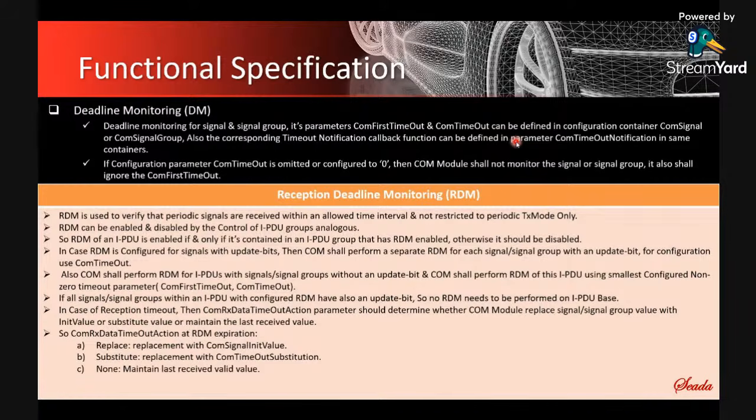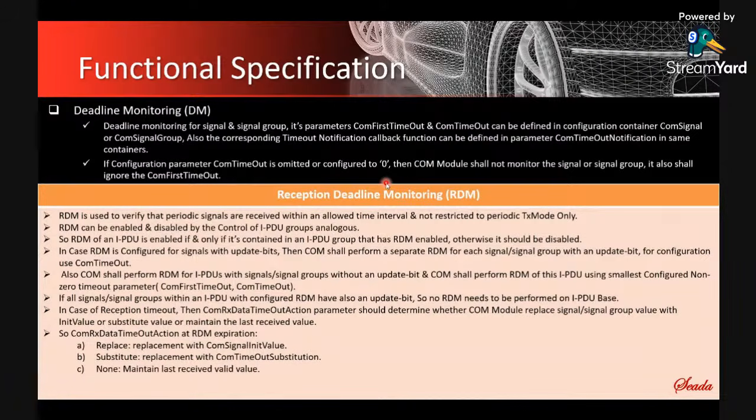Okay, great. But what are the parameters used to configure this timer? We have something called COM first timeout, as we mentioned, and COM timeout. The COM first timeout is used in the initialization state. As we know, the initialization could take more time, and the COM timeout is used after the initialization, in the normal running time. I'm not going to talk about how to omit or configure this, as it is related to the configuration.